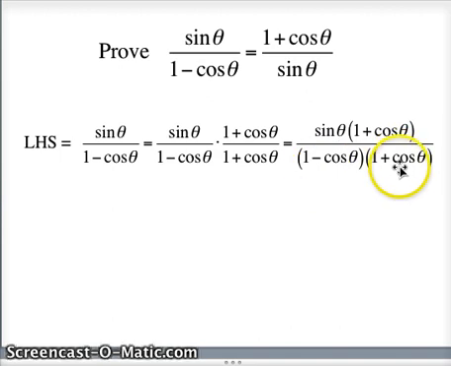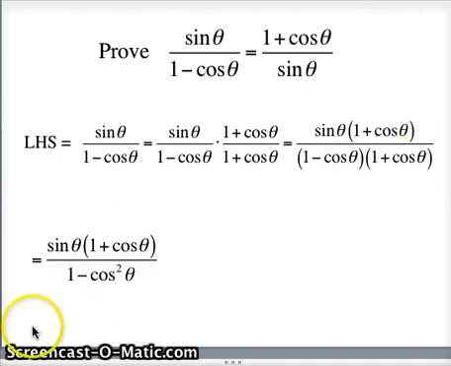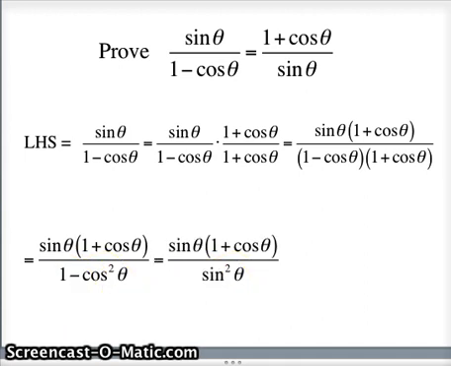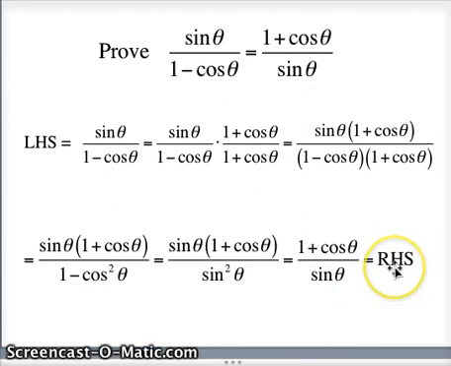1 minus cos theta times 1 plus cos theta is 1 minus cosine squared theta. 1 times 1 is 1. Negative cos theta times 1 is negative cos theta. 1 times cos theta is positive cos theta. Those cancel. Negative cos theta times cos theta is negative cos squared theta. But what do we know? From Pythagoras, we know 1 minus cosine squared theta is the same as sine squared theta. So making that Pythagorean change, sine theta over sine squared theta will just leave me with the sine theta downstairs. And notice 1 plus cos theta over sine theta is my right-hand side. So we go ahead and we have it equal to the right-hand side.